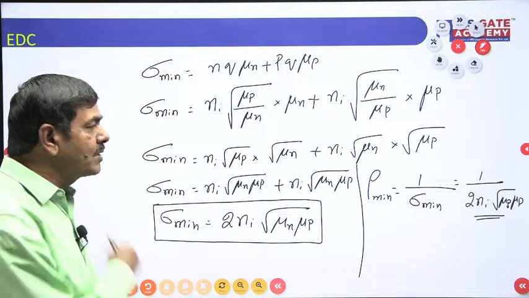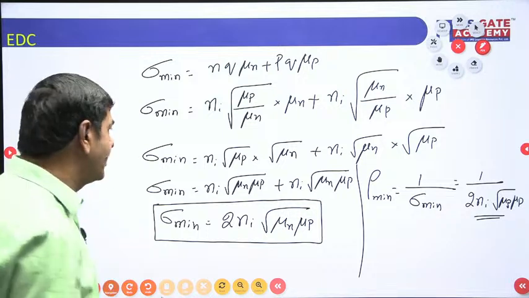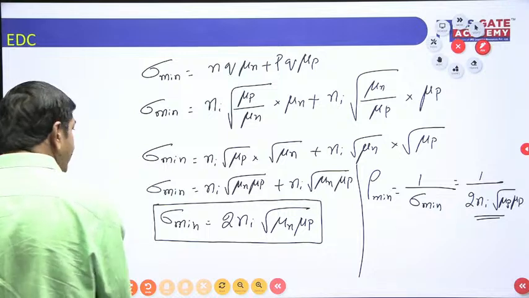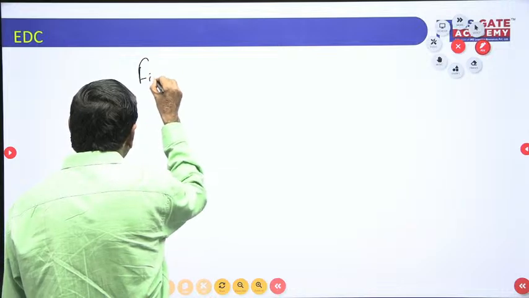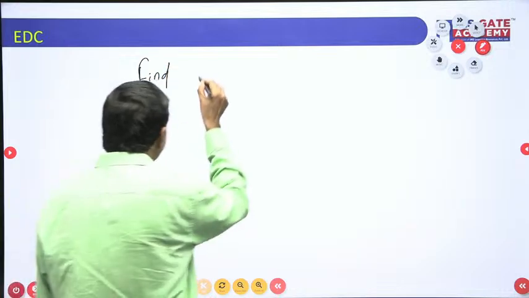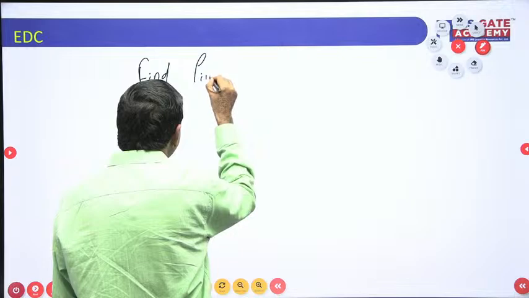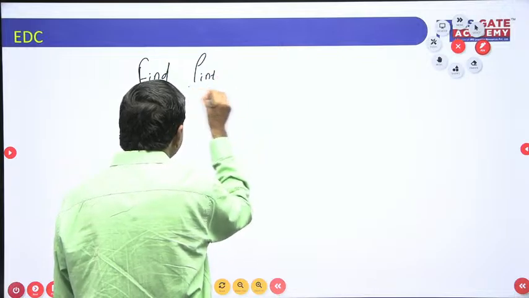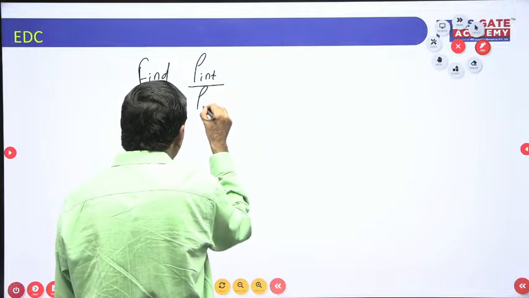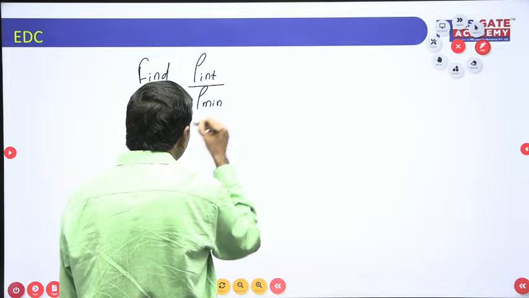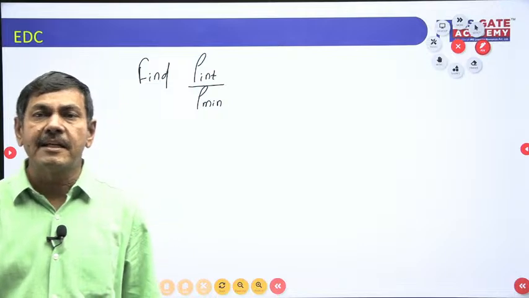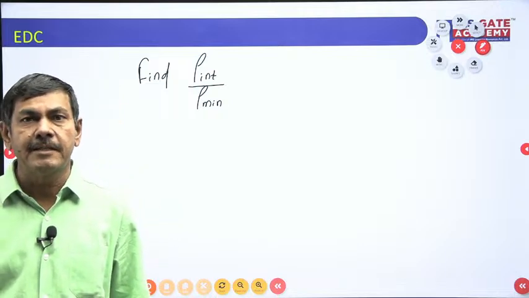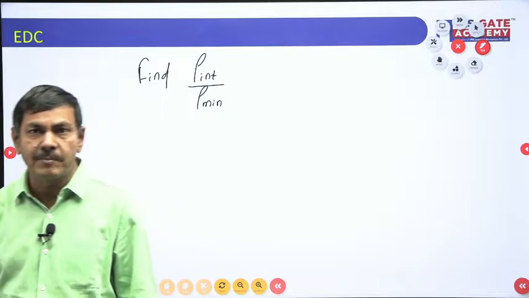Just one small question I will give. How many students can do this question? I will see now. Can you find without my help? Find rho intrinsic semiconductor divided by rho minimum equal to how much? That ratio I am asking to find. Anybody can try without my help. I will wait for some time. Please try to tackle this question without my help.